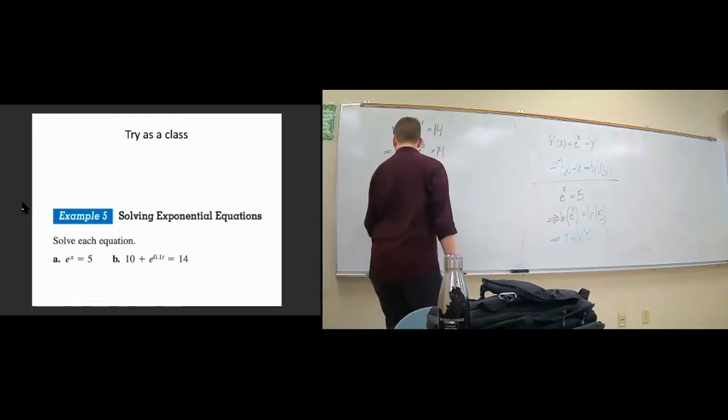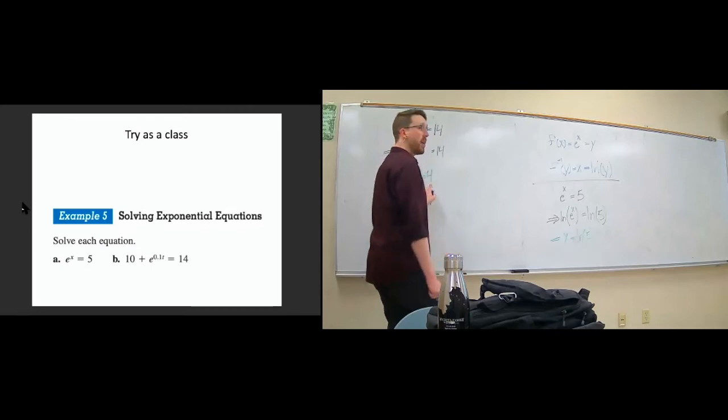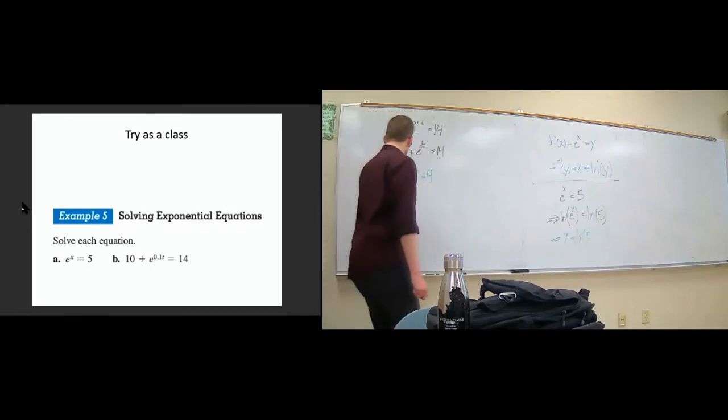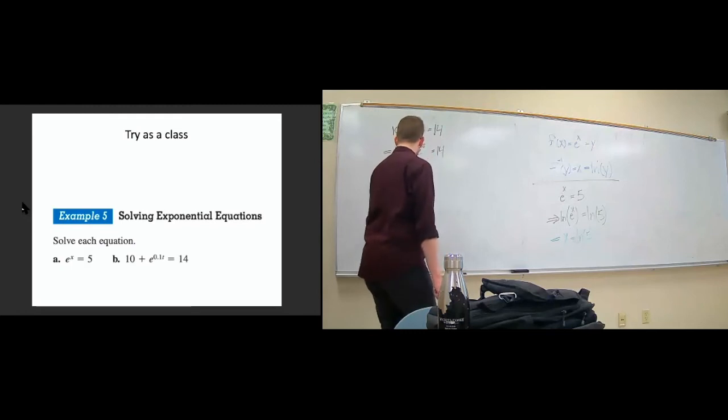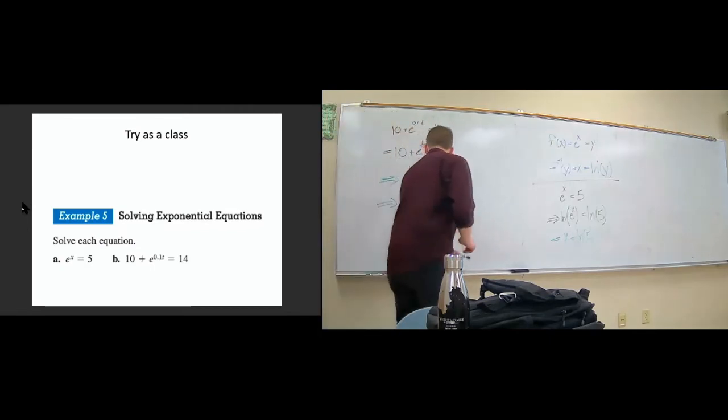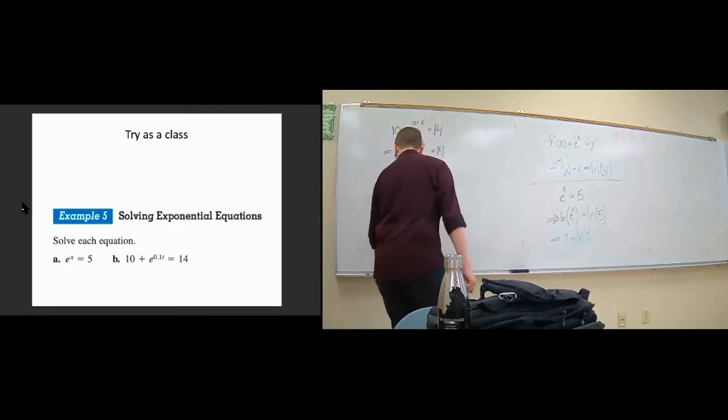So taking the ln of both sides, we're going to get t divided by 10 is equal to the ln of 4. Multiplying now both sides by 10, we get that t is equal to 10 times the ln of 4.